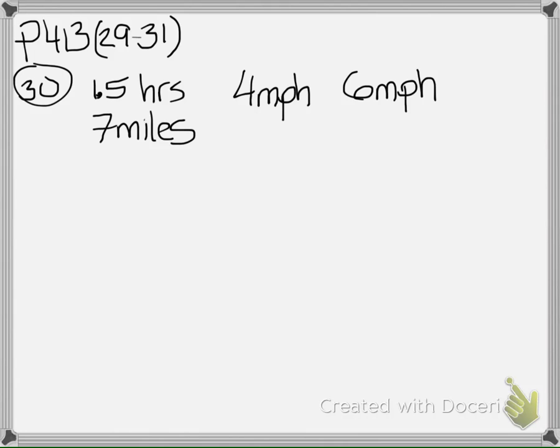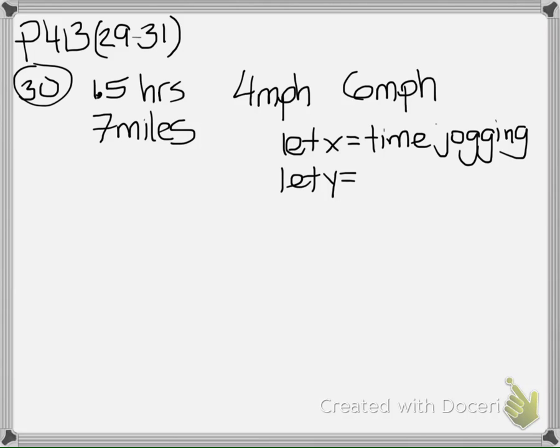Now, the idea here is to put together two equations from the word problem and then to solve those equations using the skills you've learned in class. Well, looking at this problem, you need to set up some variables. You can say, well, let x equal the total amount of time that we were jogging. And we can say, well, now let y equal the total amount of time that we were then sprinting or running.